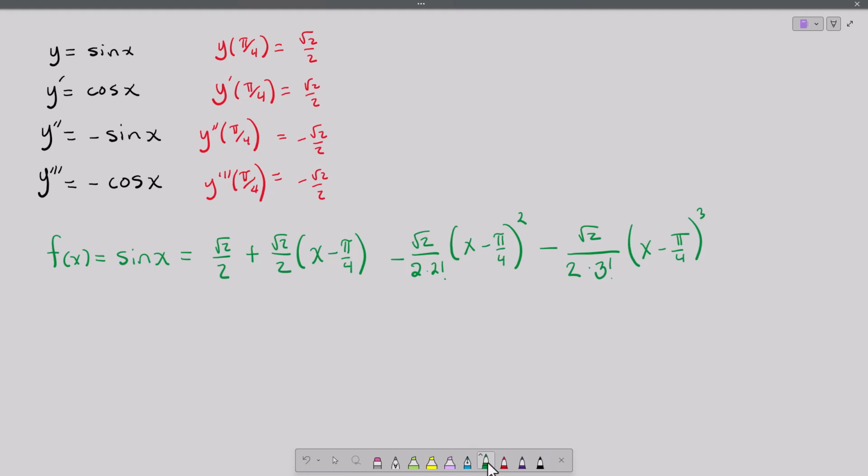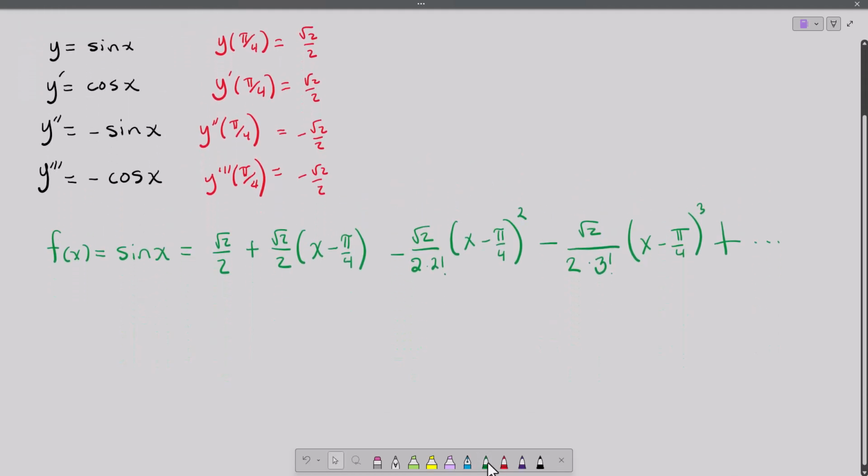4 non-zero terms, but that's a polynomial. So it's actually not equal yet. This is approximate, but as soon as we go plus dot dot dot, now it's equal. So the series will equal the function, but the polynomial approximates the function. So there it is.